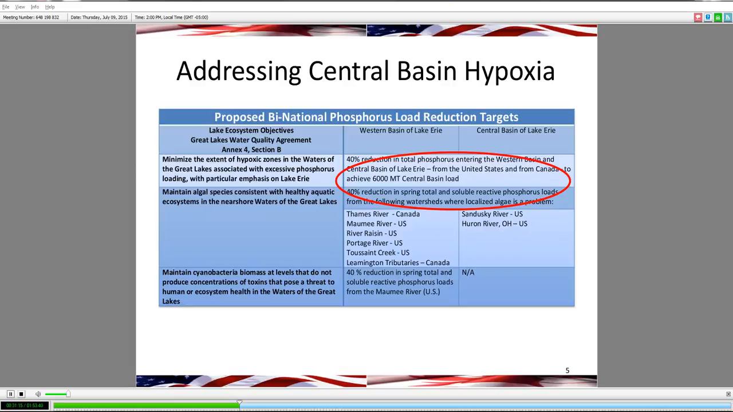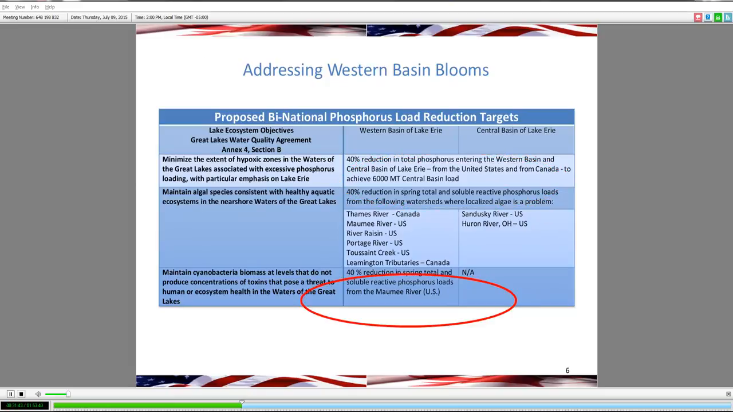In the Western Basin, as I think has been mentioned before, the non-point source runoff from the Maumee during spring periods is the best predictor of cyanoblooms in the Western Basin. So reducing spring phosphorus loads from the Maumee by 40% is expected to reduce cyanoblooms in the Western Basin to mild levels. That's equivalent to 2012 in 9 years out of 10.